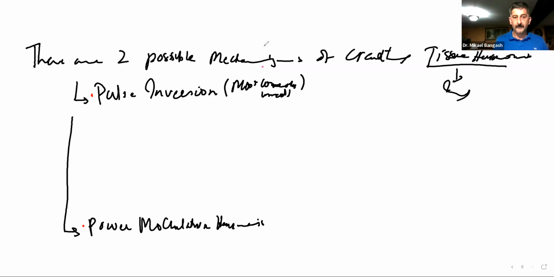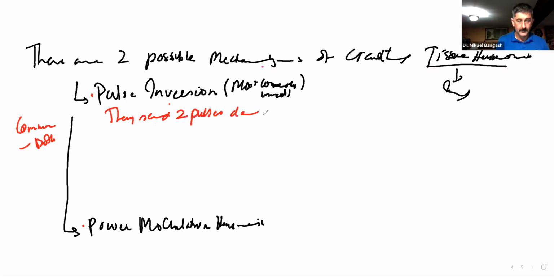Now, what is common in both of these mechanisms is that they send two pulses down each scan line. Is that clear?